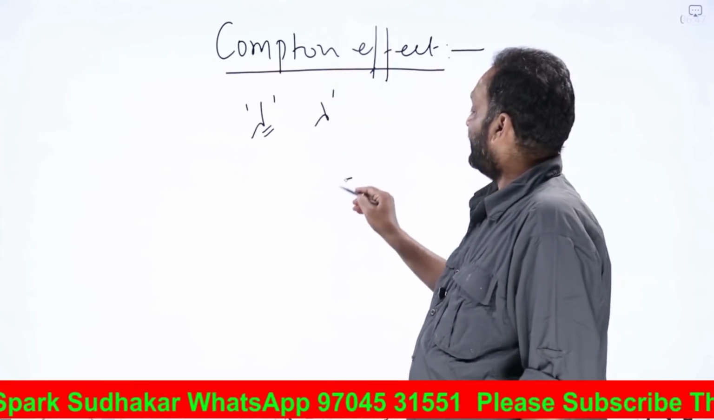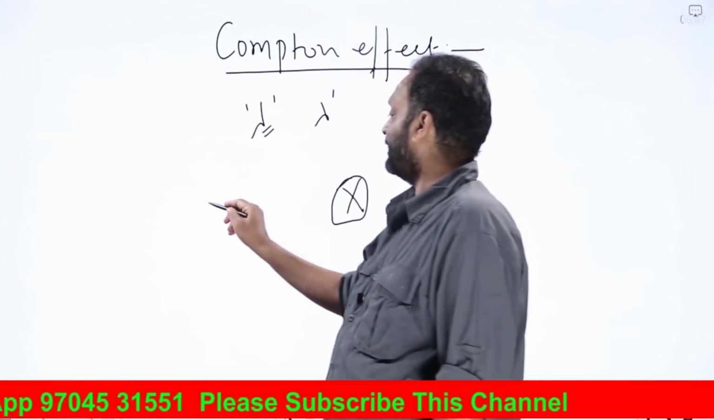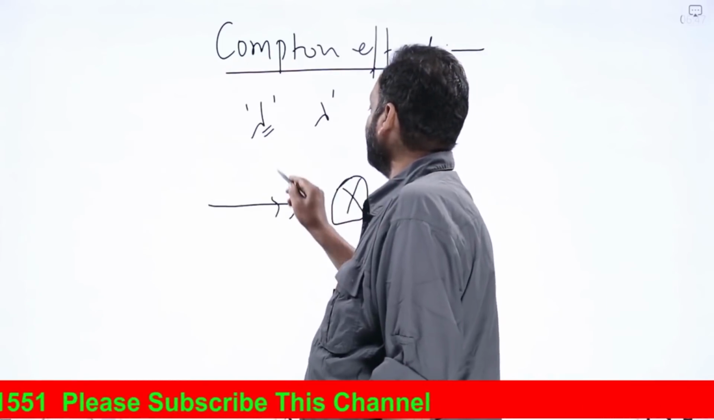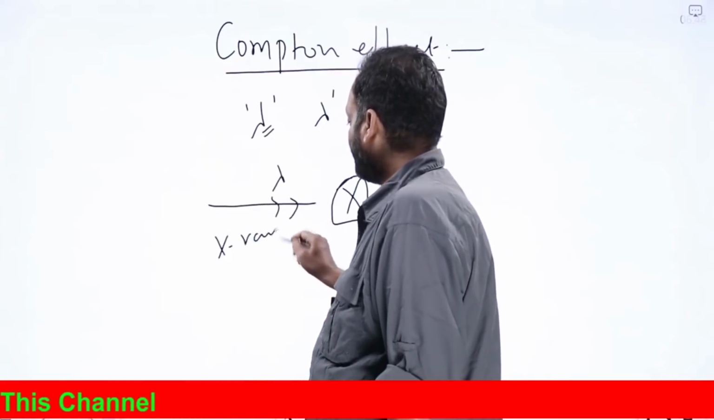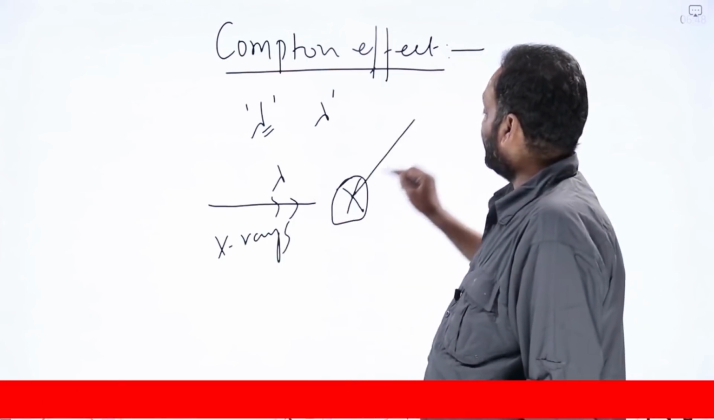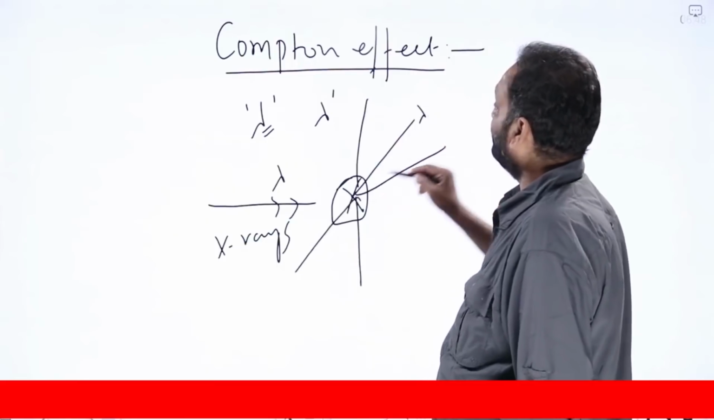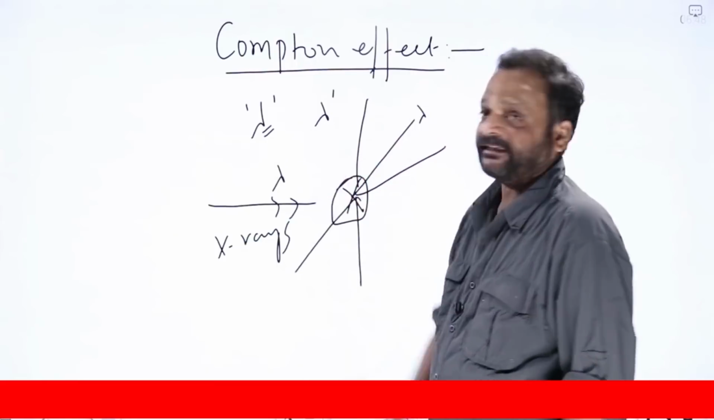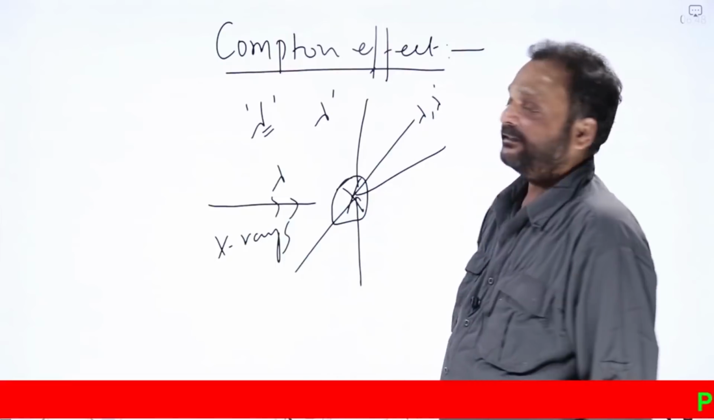Means I'll take a target of low atomic weight. This is my target. I'm sending a monochromatic X-ray beam of wavelength lambda. This is the X-ray beam, X-rays of wavelength lambda. The scattered radiation in any direction, if I see, is found to contain two wavelengths, one having the same wavelength lambda as that of the incident beam, and the second one a slightly longer wavelength lambda dash.